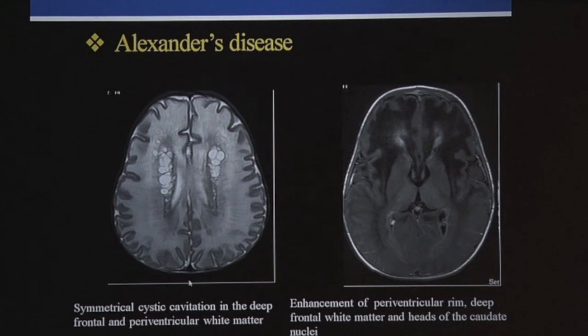Here are 2 more patients with Alexander's, one showing a lot of vacuolation in the periventricular white matter in addition to anterior affection of white matter. Here is another patient showing enhancement at the interface between affected and unaffected white matter.